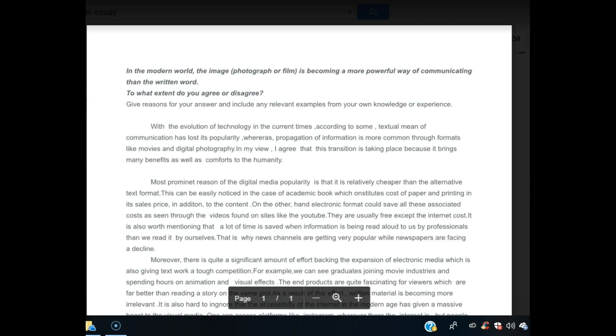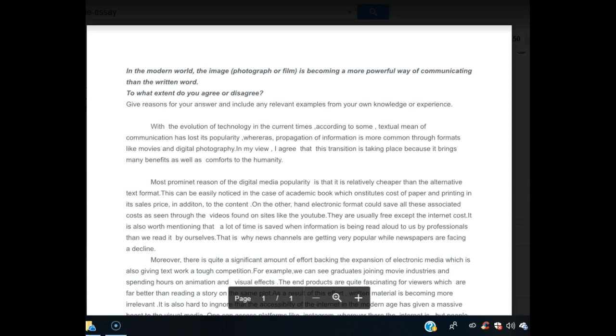Let's get right into your essay and see what you have to say about it. Okay. In the modern world, the image is becoming a more powerful way of communicating than the written word. To what extent do you agree or disagree? All right. Here's what you said.